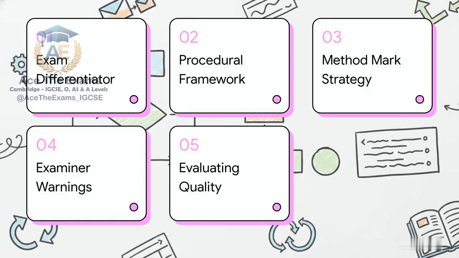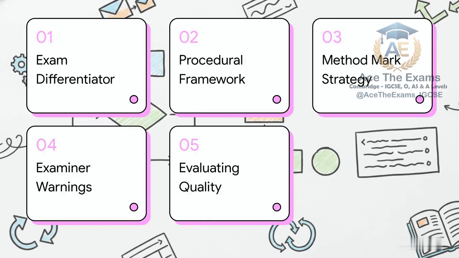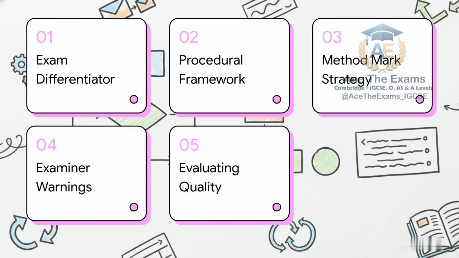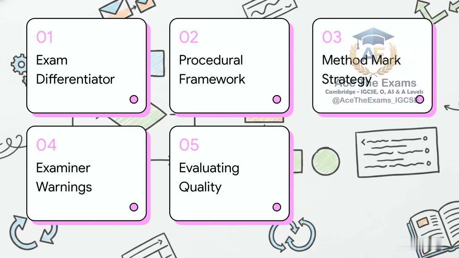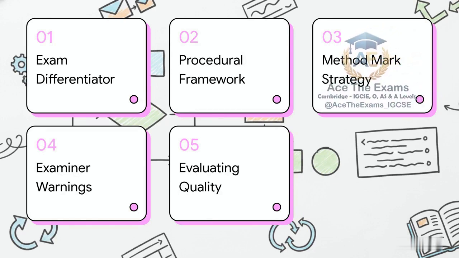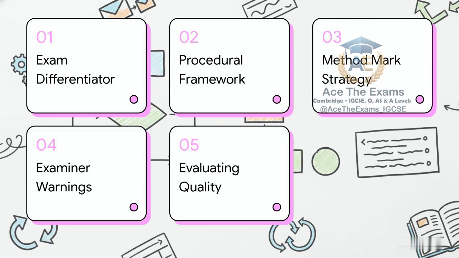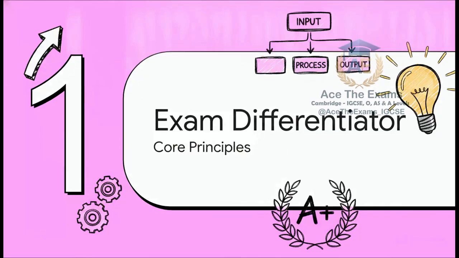To get us there, here is our roadmap for today. We'll start with the exam differentiator, move on to the procedural framework, break down the method mark strategy, highlight the top examiner warnings, and finally look at evaluating algorithm quality. Let's jump right in. Section 1, the exam differentiator.